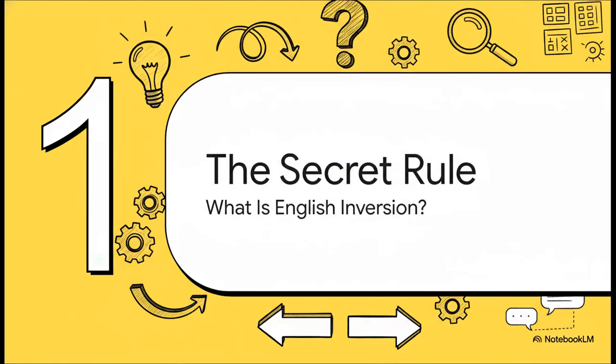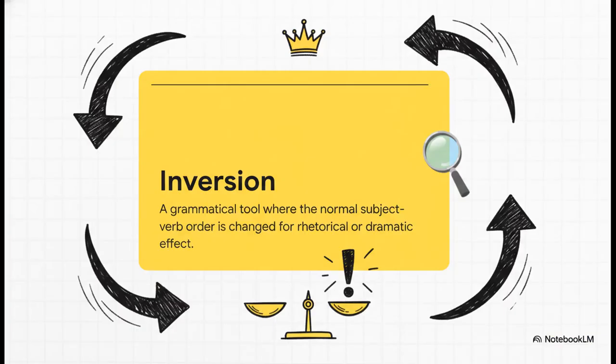Okay, let's pull back the curtain on this secret rule. First things first, what is English inversion anyway? Don't worry, it sounds way more complicated than it actually is. In a nutshell, inversion just means flipping the usual sentence structure around. So instead of the normal I have, subject then verb, we flip it and say have I. And it's not a mistake. It's a choice you make to add some serious punch or a touch of formality.